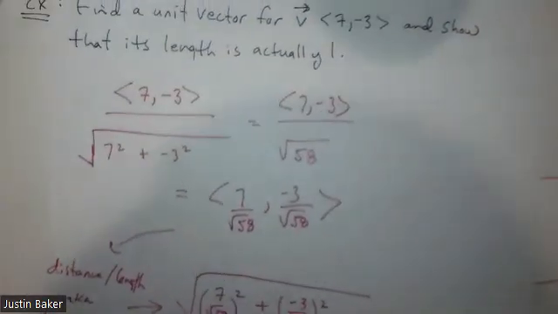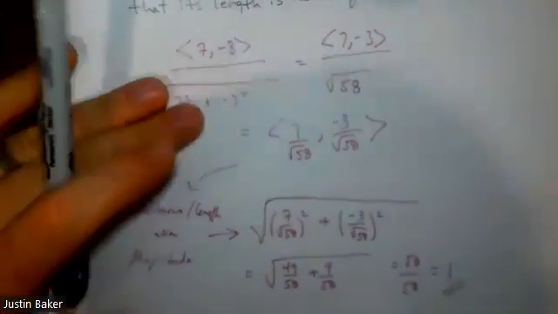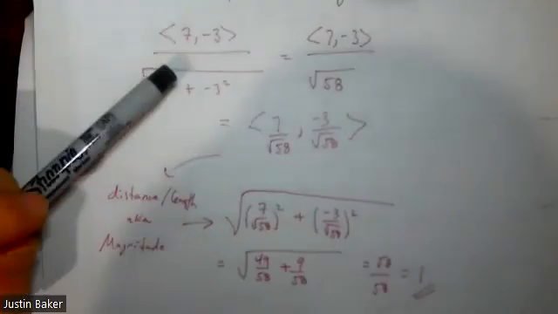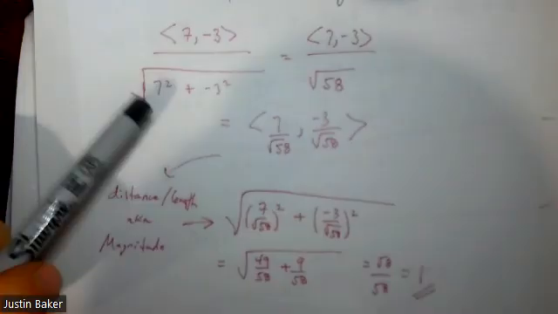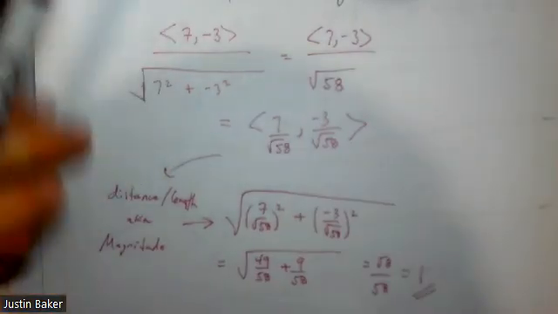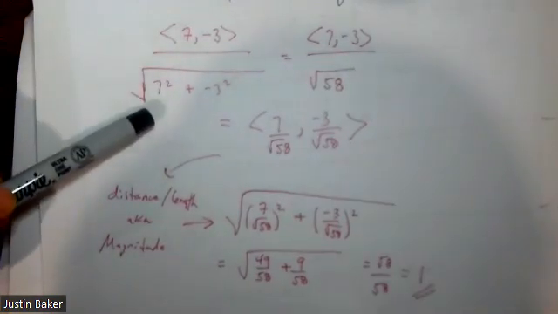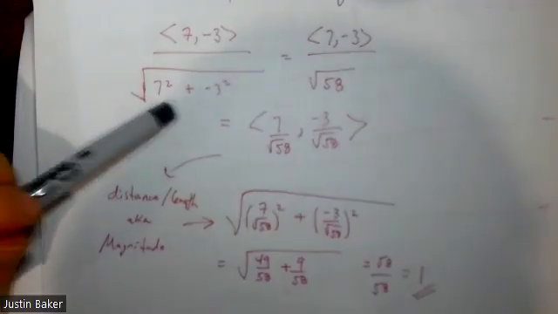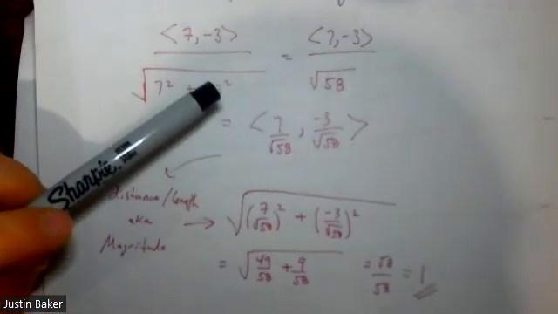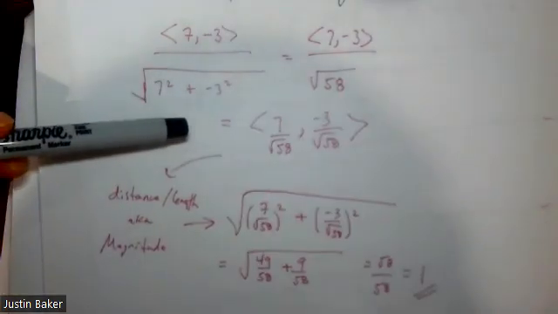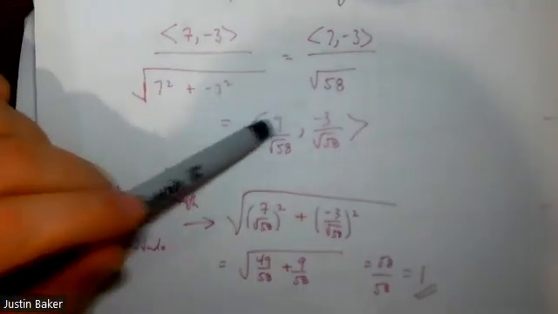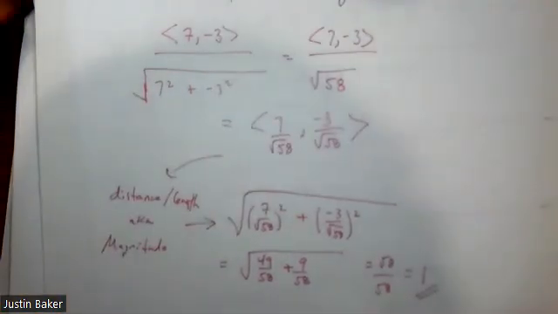Okay, so showing this math, the points that were given for vector v were 7, -3. Then when you put this over the magnitude, the magnitude ends up being radical 58. Since you want to break this back down into component form, you can just split these and put them both over radical 58.